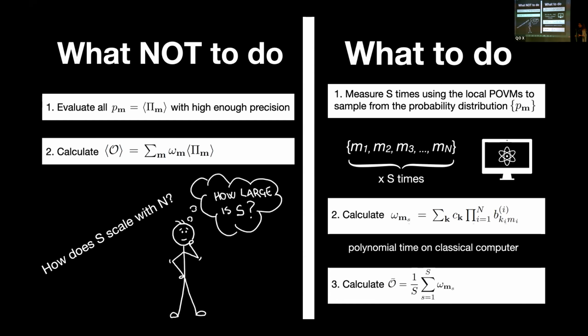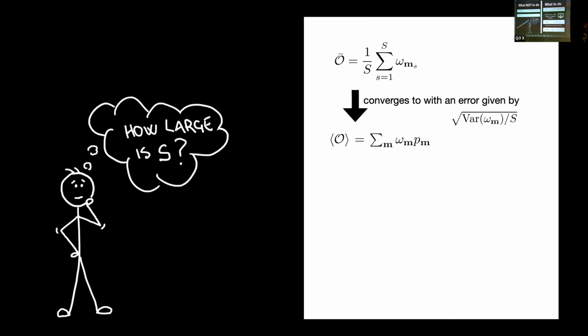Now, of course, you may think, well, how large is this S? Eventually, how many times do I have to repeat S? And also, ideally, you would like to understand how S scales with N. As my n-qubit system is larger and larger, what's the scaling? In order to understand first how large is S, I will show the scaling later on. We notice just that this estimate converges to the exact mean value with an error which is given by the square root of the variance of this probability distribution divided by S.